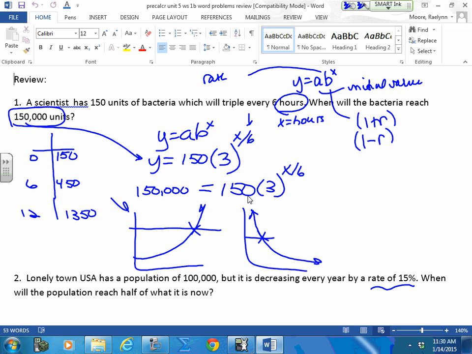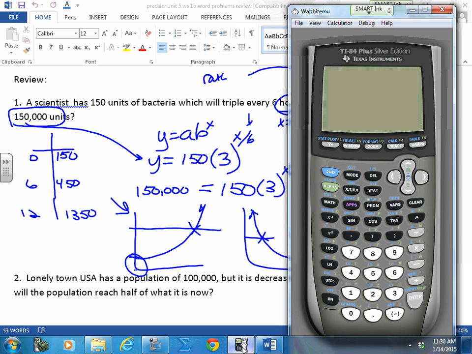So we've got a situation like this, and it doesn't start at 0 because we've got to start with some bacteria here. So we put it in your calculator, and maybe the tricky part here is changing your windows. So we say 150 times 3 raised, and if you have the 83s that doesn't have the software, you have to put parentheses around this. X divided by 6.